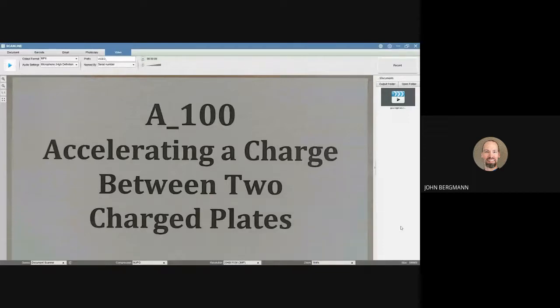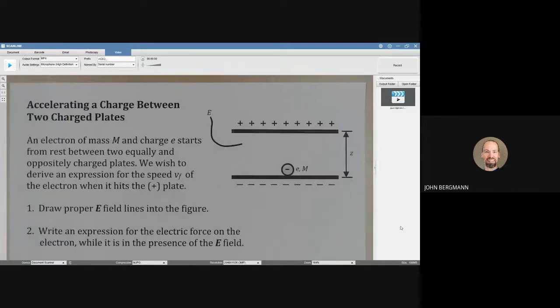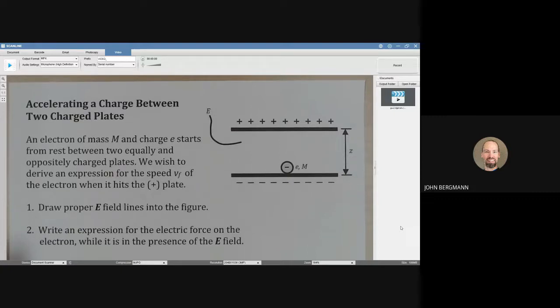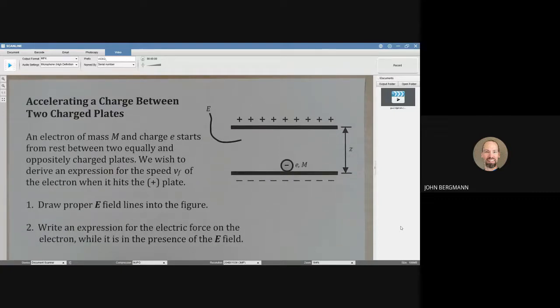In this video, we talk about accelerating a charge between two charged plates. You see the figure here. We have two charged plates. There is an electric field set up then between them, and the plates are separated by a distance z.